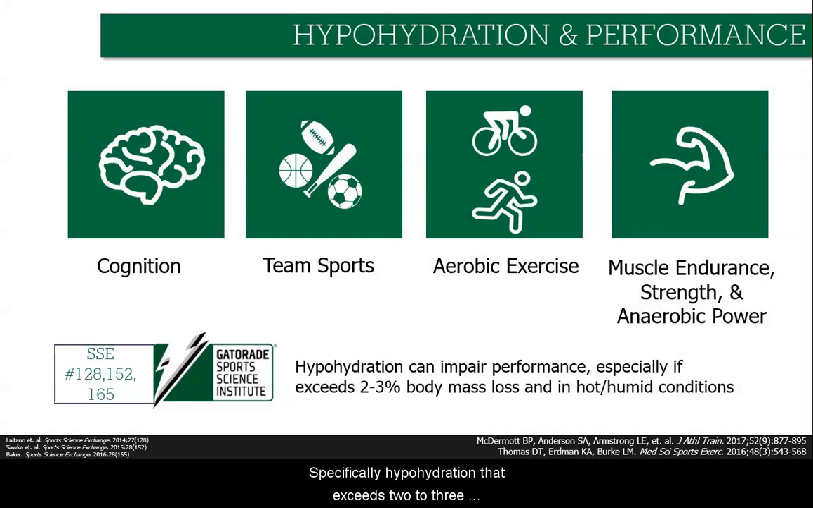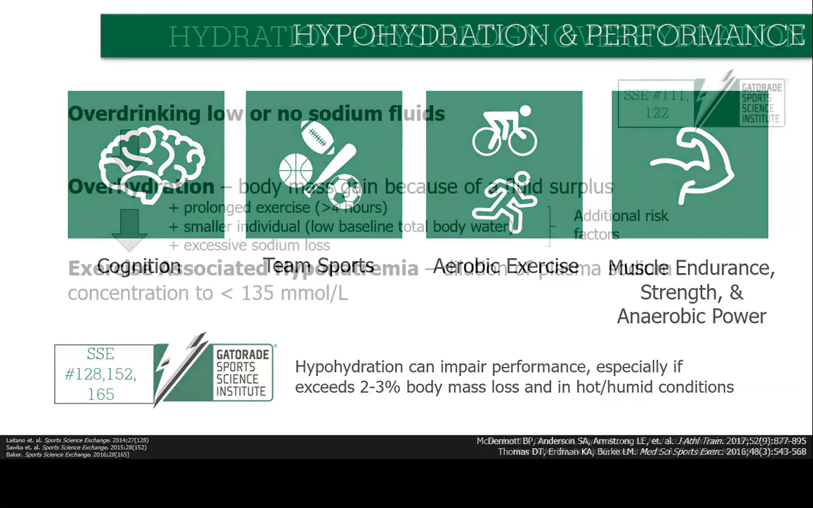Specifically, hypohydration that exceeds 2 to 3% of body mass loss can impair cognitive performance, such as attention or motor coordination. It can impair performance during team or skill-based sports, as well as aerobic exercise and muscle endurance, strength, and anaerobic power, especially if the exercise takes place in hot and humid conditions. For more details on this research, please see Sports Science Exchange article numbers 128, 152, and 165 on gssiweb.org.